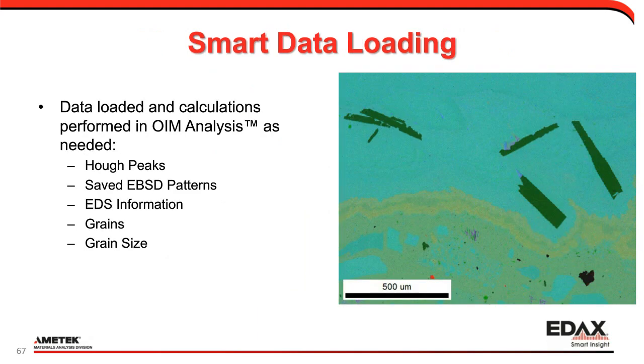Something else that's important is smart data loading. As we get faster and faster cameras, we're getting more and more data, and for the analysis, sometimes we don't need to load all the data initially to show what you want to show. So in OIM Analysis, it now loads things smartly. It brings in Hough peaks, saved patterns, EDX, grains, and grain size on an as-needed basis. It doesn't do a full calculation of all these things right when you start. It happens as you go in the background, and then as requested. Which means if you're not needing these, you can get to what you actually want much quicker.